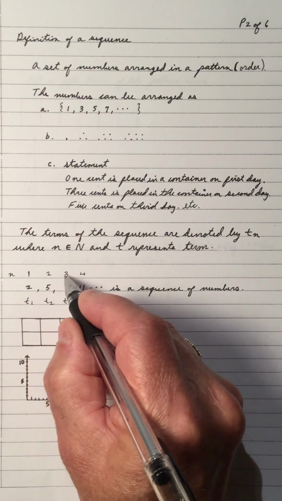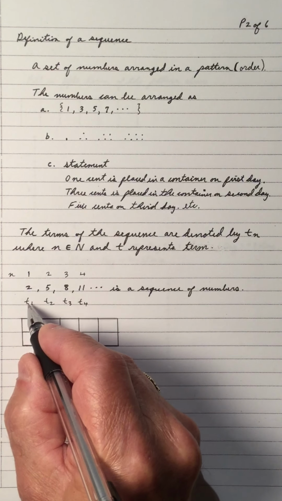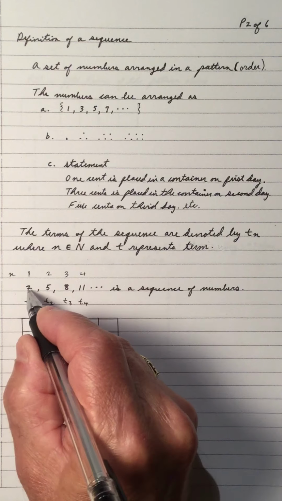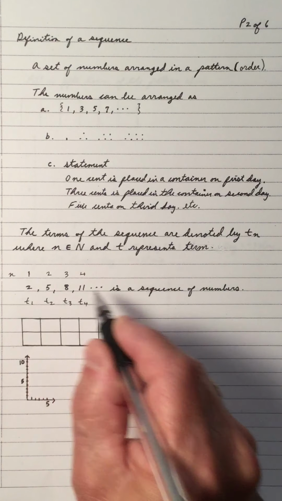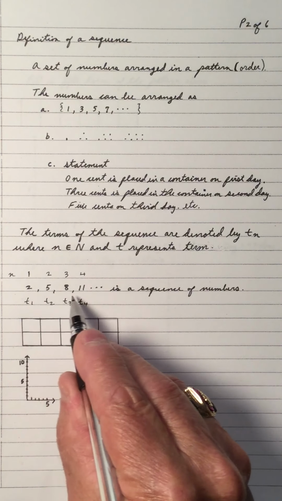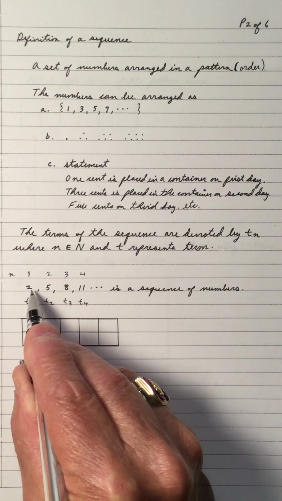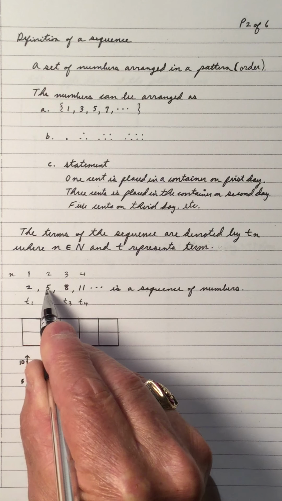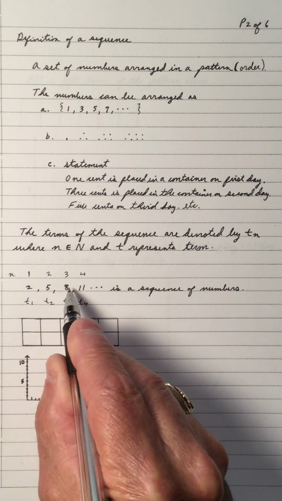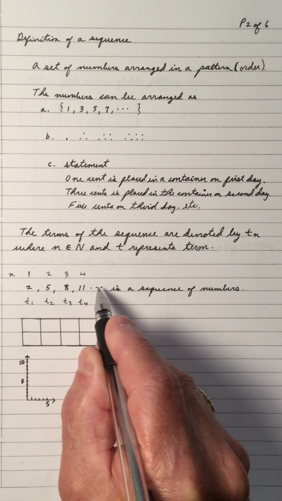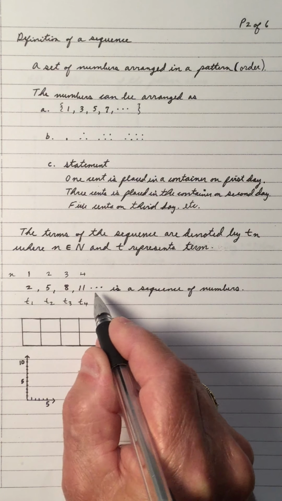So the numbers up above are the values of n, 1, 2, 3, 4. That's the first, the second, the third, and the fourth. But the T1, T2, T3 are the values of the sequence. And we say this is a sequence. And you can see that 2 plus 3 is 5, 5 plus 3 is 8, and 8 plus 3 is 11, and you're continually adding 3.